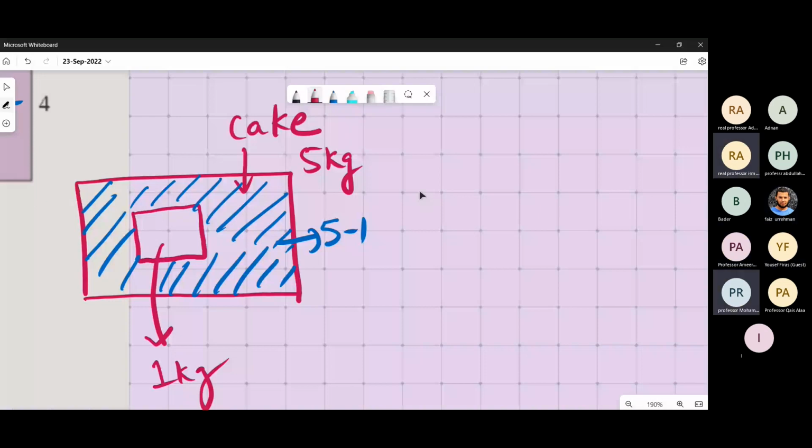Okay, so you have a cake which is 5 kilograms, and then you remove a piece which is 1 kilogram. So if you remove 1 kilogram from the 5, how much will stay? 4 kilograms. So will we subtract or will we add? We will subtract 5 and 1, or we will add?